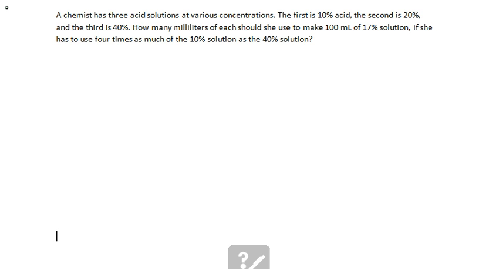So first of all, we know we can let the amounts of the solutions be represented by X, Y, and Z. Then the solutions would be X milliliters of the 10% acid plus Y milliliters of the 20% solution plus Z milliliters of the 40% solution. And that has to make 100 milliliters.